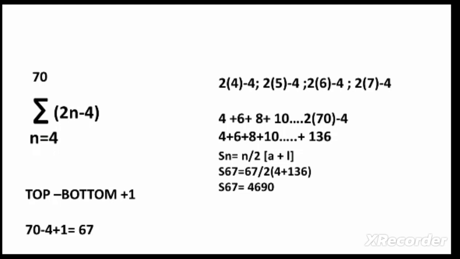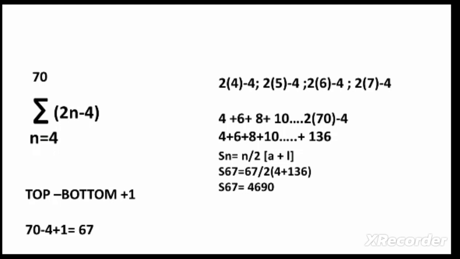So 70 minus 4 plus 1, that is 67. So 67 is the number of terms in this series. After we get the number of terms, you can put that on a calculator. You're going to get the sum of this series. So what type of series is this?